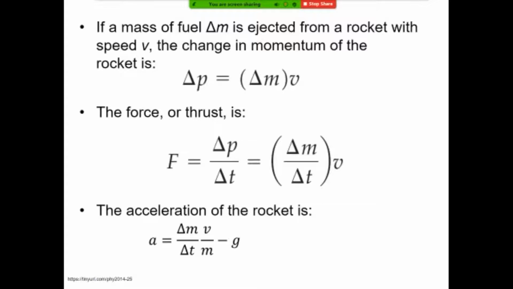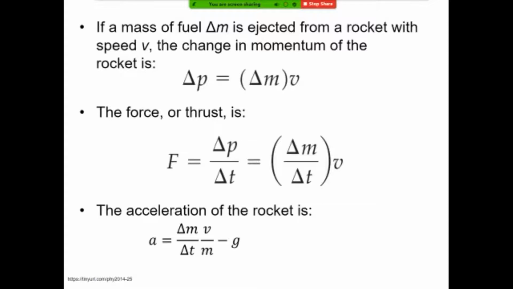So then the thrust force will be equal to delta p over delta t. And if the velocity is not changing for the exhaust gas, then delta m is changing. So this will give you delta m divided by delta t times the v. Okay, so then this is the thrust force on the rocket.